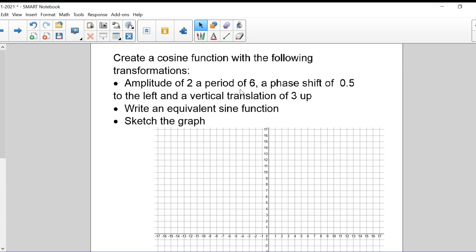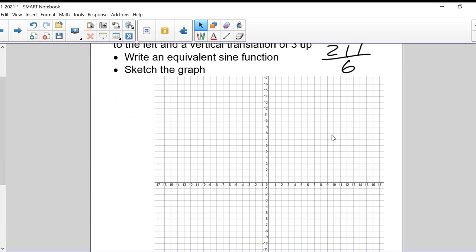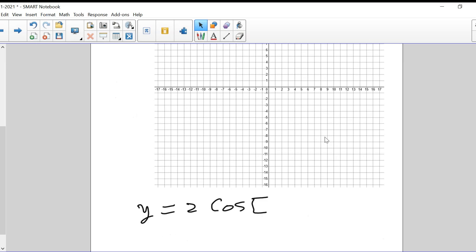We usually have the graph, we can look at it and find the period, and then we find the k. Absolutely. What we do is 2 pi divided by the period to get the k. So 2 pi divided by 6, reduce that down, pi over 3. So pi over 3.